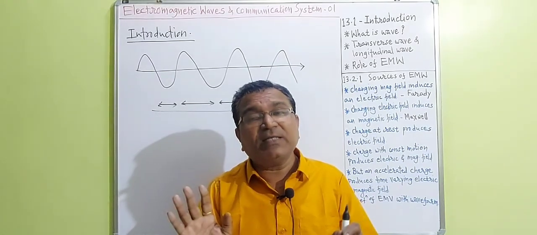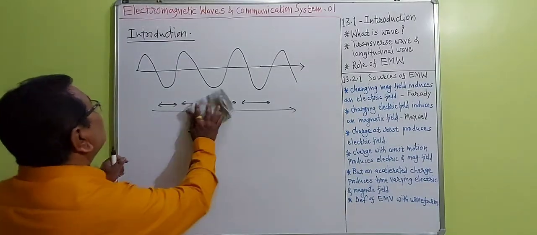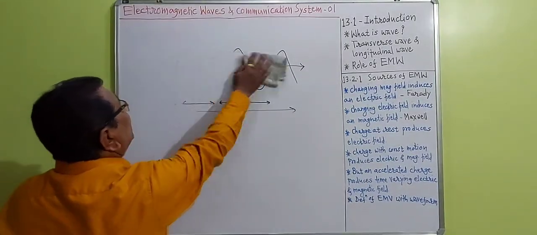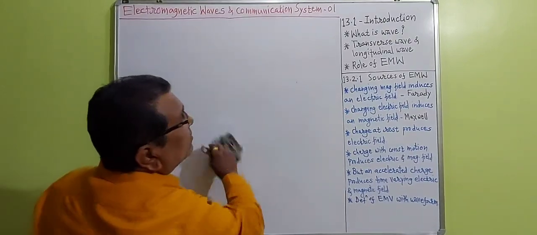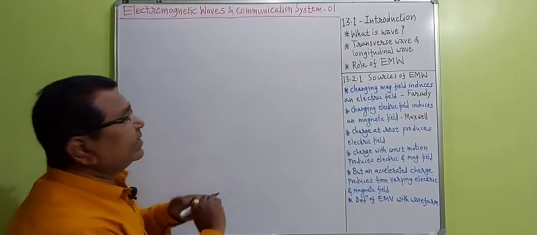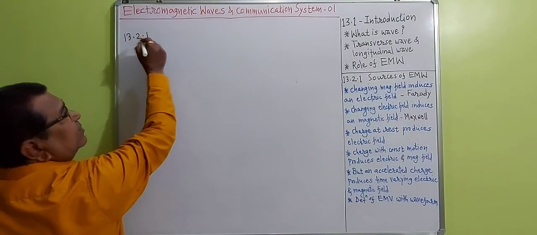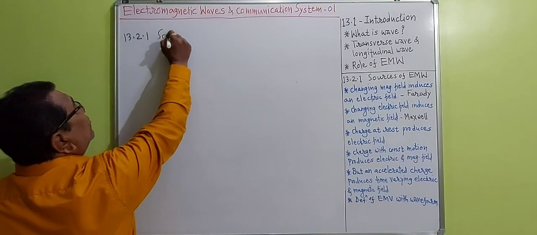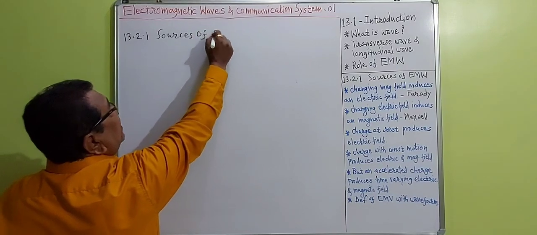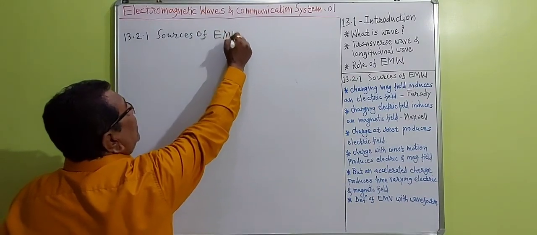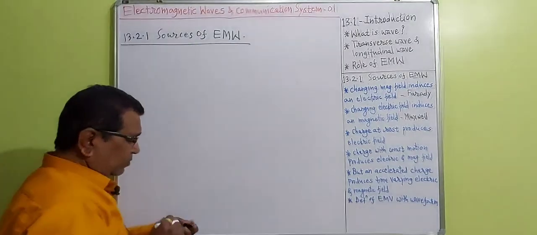Before learning this, let me clean the board first. After learning this introductory part, I will write 13.2.1, and the name of the article is Sources of EMW, electromagnetic waves. Very interesting, electromagnetic waves.